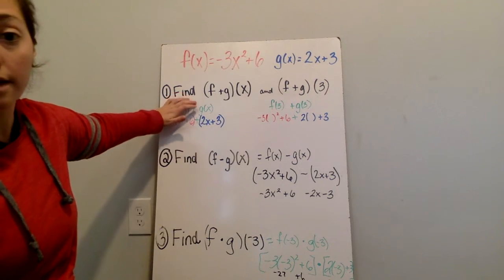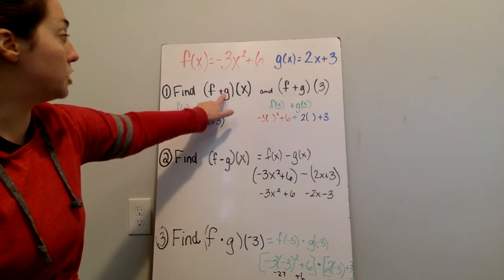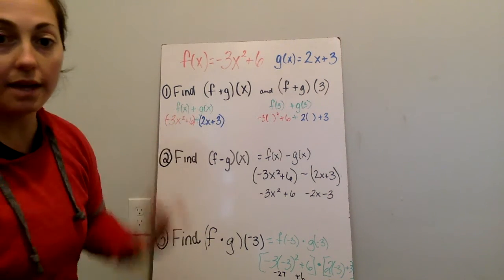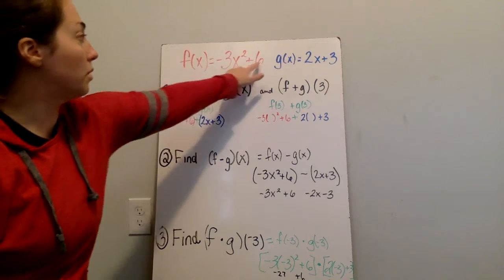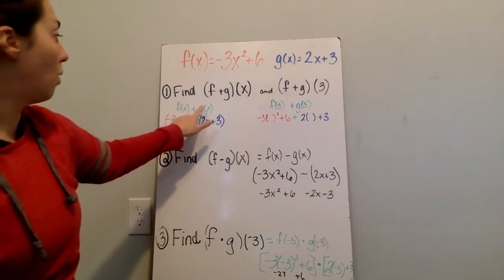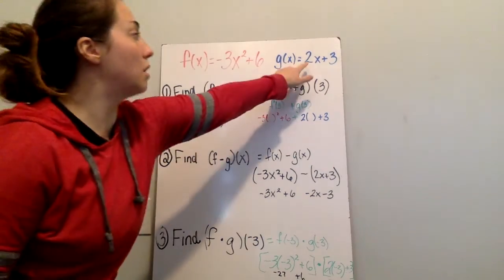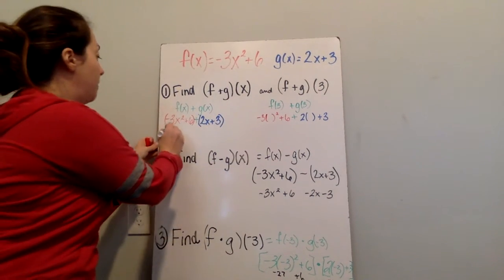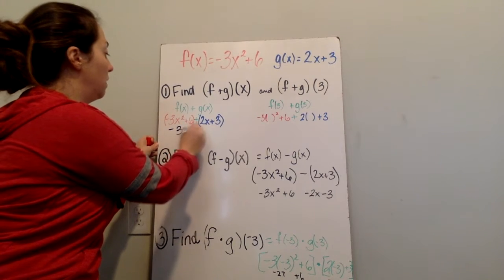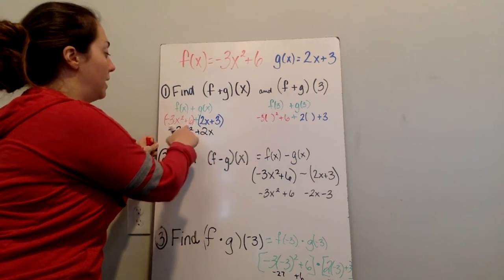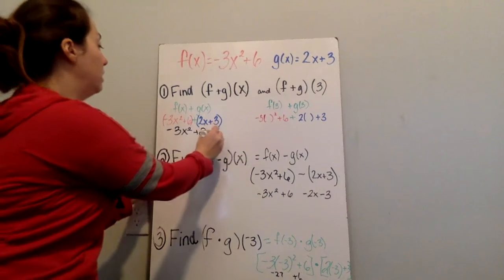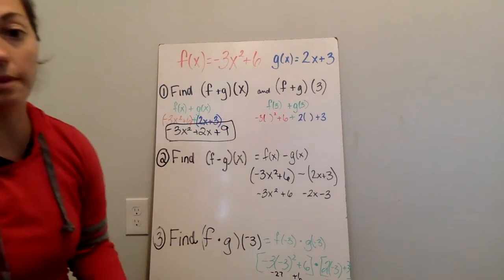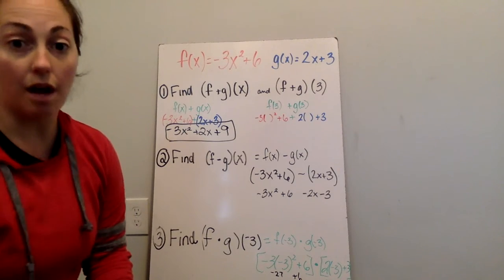And let's say it says find (f plus g) of x. All that means is that you're adding f of x and g of x. So what is f of x? Oh, it's negative 3x squared plus 6, plus, what is g of x? Oh, it's 2x plus 3. And then you add them by combining like terms. So you have negative 3x squared plus 2x. And the only like terms are the 6 and the 3, which make 9. And that's the answer when it asks for something like find (f plus g) of x.